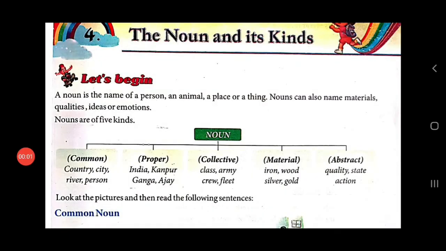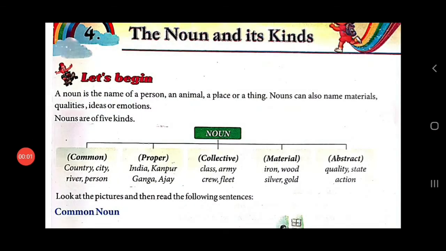Now under collective noun, they have given you examples like class, army, crew, fleet. Collective nouns are basically the name of a group of persons. A group is taken and that group is given a name. It can be a group of persons, a group of animals, or a group of things. They are taken together and then expressed as one by a name. That name is known as collective noun.